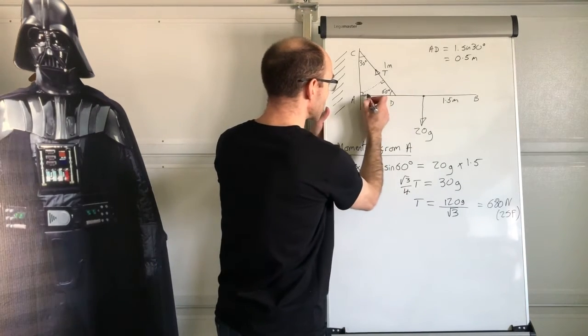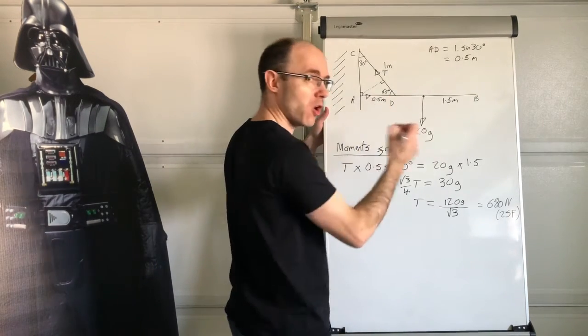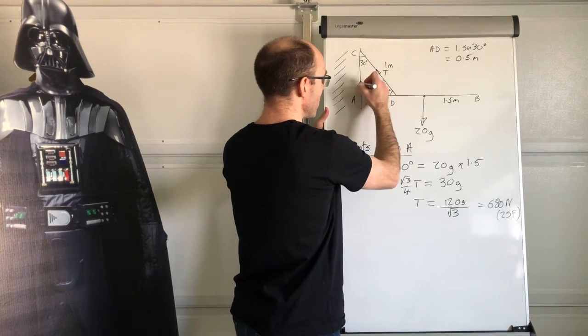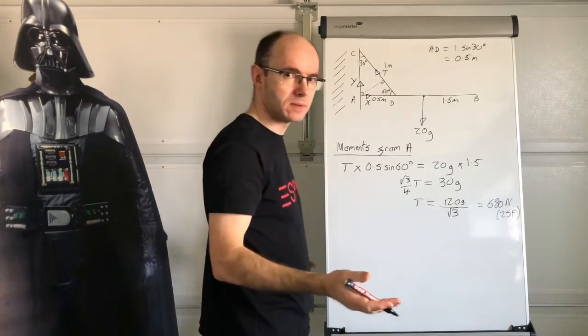So what we need to do is consider what the horizontal component would be. I'm going to call that X. And what the vertical component would be. I'm going to call that Y. Okay?